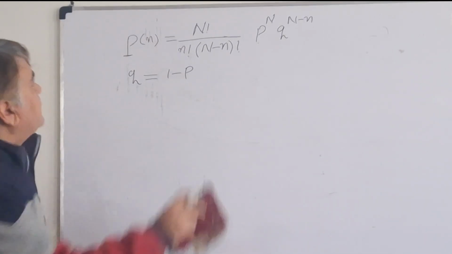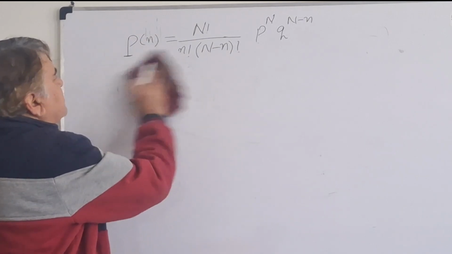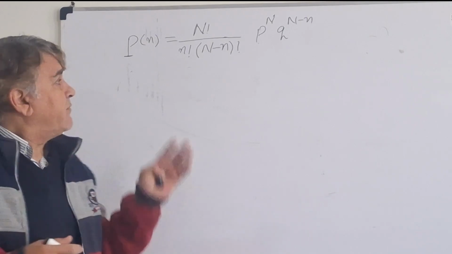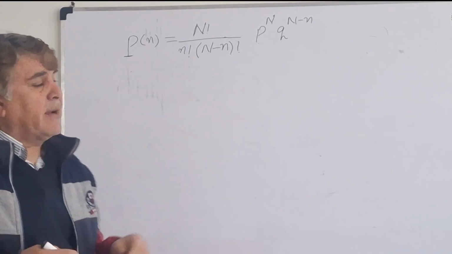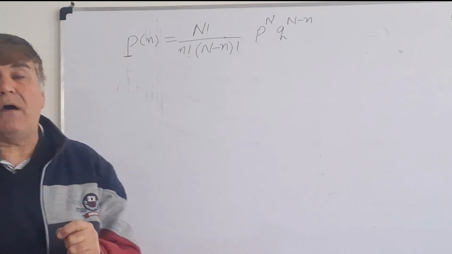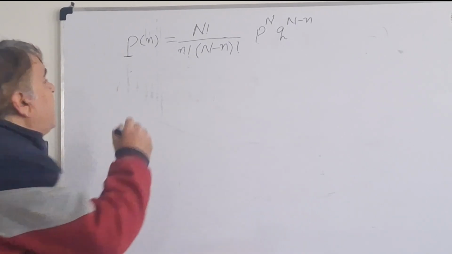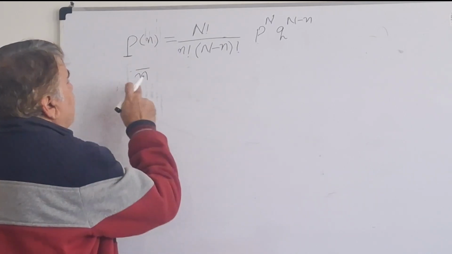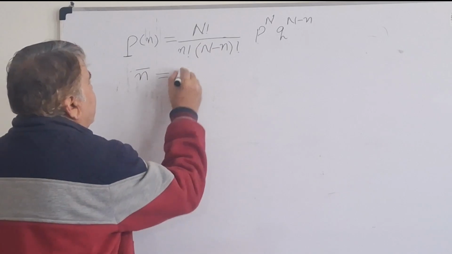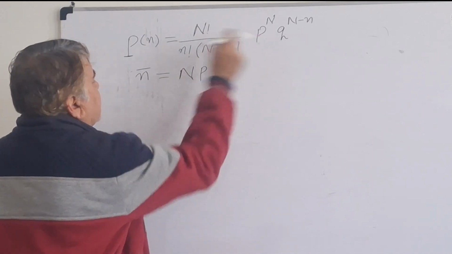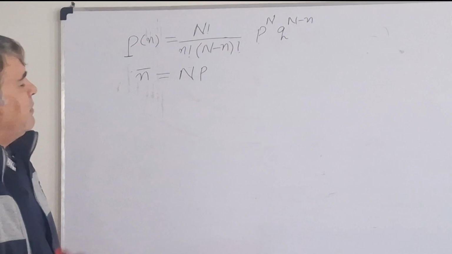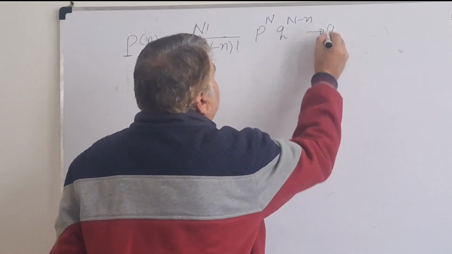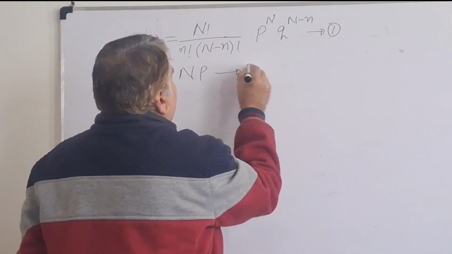Now I want to remove this in order to create space. And now I want to recall another relation from one of my previous videos on binomial distribution, and that's the mean of binomial distribution. The mean of successes, which is written as n bar, equals capital N times small p. That's the mean of the binomial distribution. I just call this equation 1 and this one equation 2.